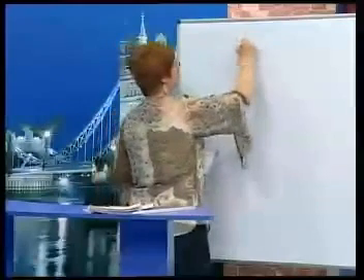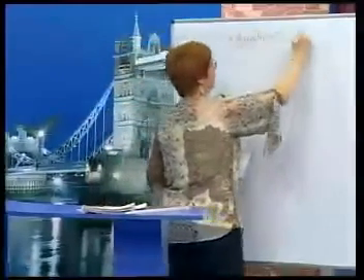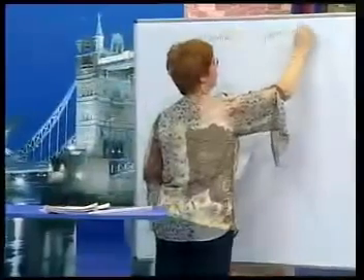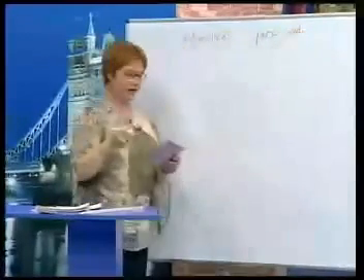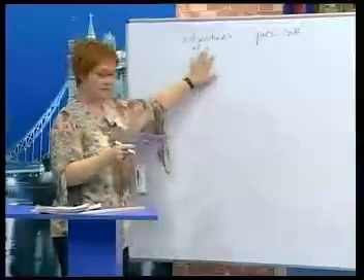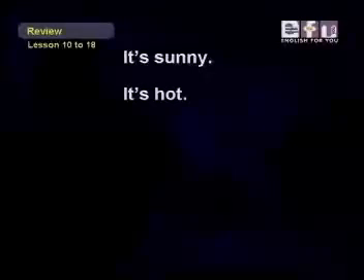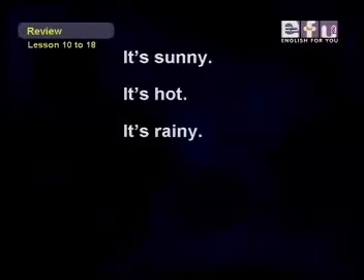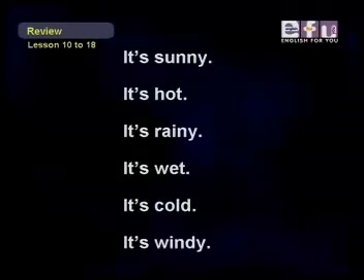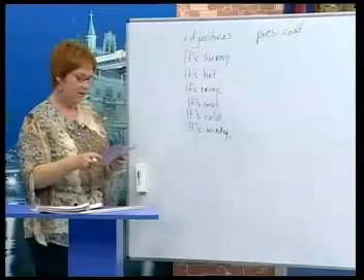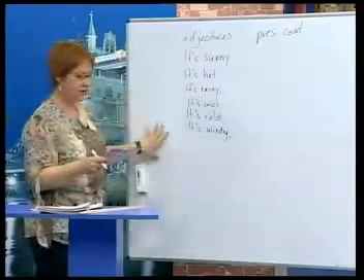Okay, now, when we talk about what the weather is doing now, we can use present continuous. So, we can use adjectives, or we can use the present continuous. So, we'll look at these two ways to talk about the weather. First, we'll talk about adjectives. Now, here are some things we can say. It's sunny. It's hot. It's rainy. It's wet. It's cold. And it's windy. Okay, so these are some adjectives for talking about the weather.